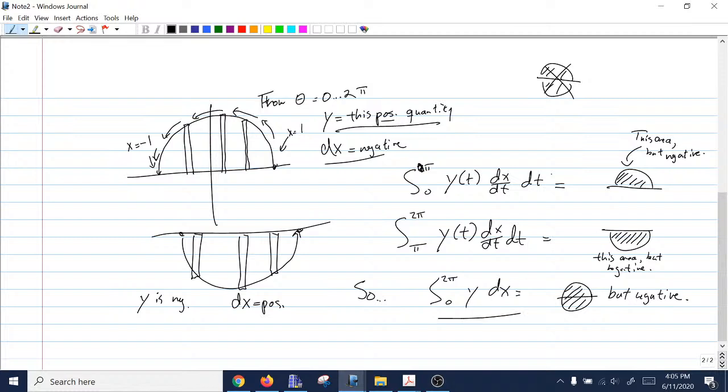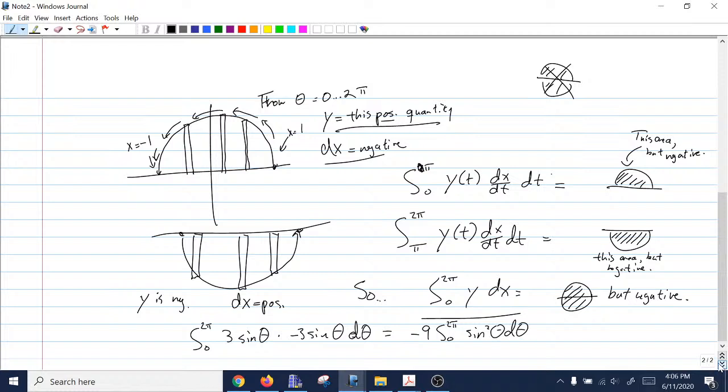Well, what do I get when I integrate from 0 to 2 pi of y dx? I'm integrating from 0 to 2 pi. y was 3 sine theta. dx was negative 3 sine theta d theta. So I'm getting negative 9 times the integral from 0 to 2 pi of sine squared theta.